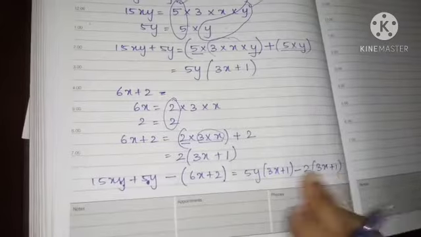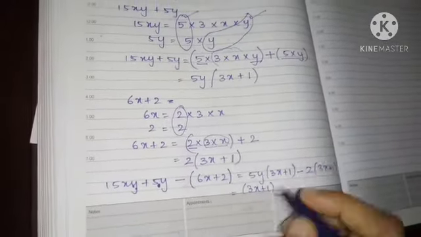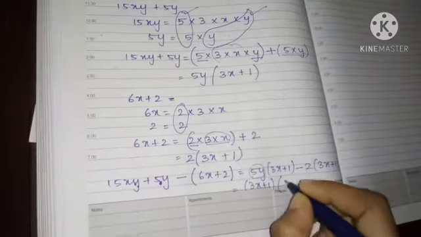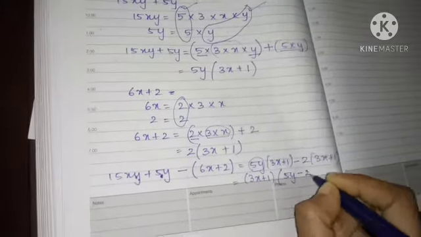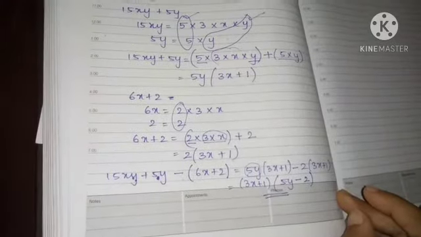See, now we got 3x plus 1 together. So 3x plus 1, take it outside. So what will be remaining? 5y minus 2. 3x plus 1 into 5y minus 2 is the answer.